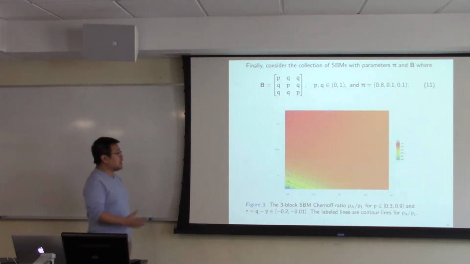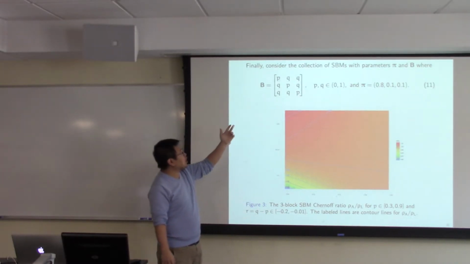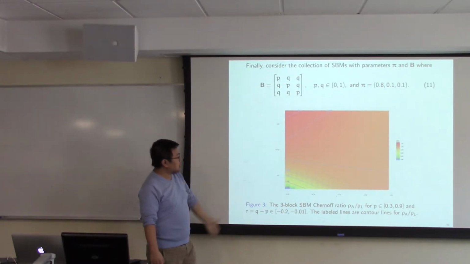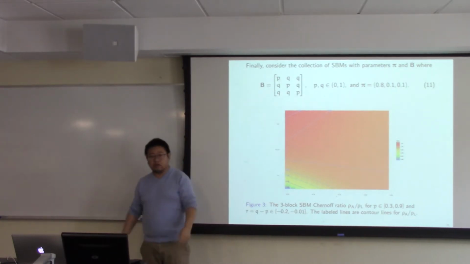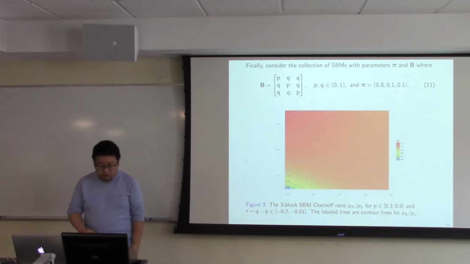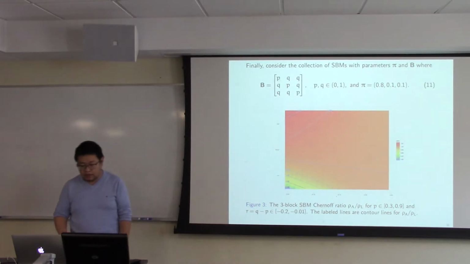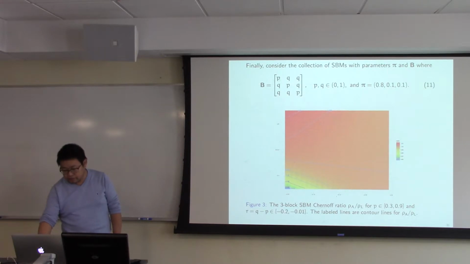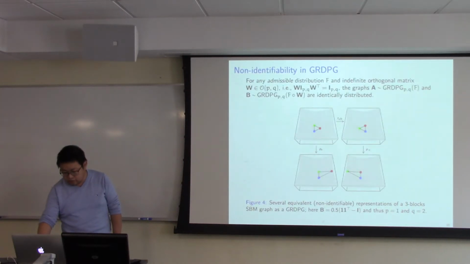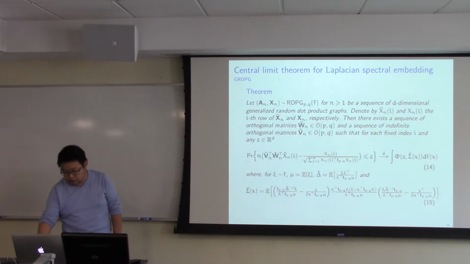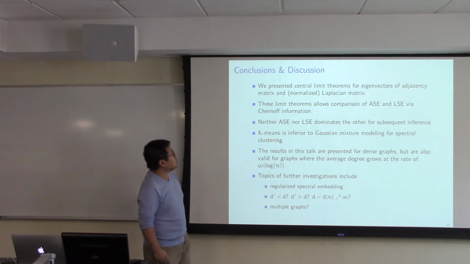And so I can do the same for the 3-block model, but I get the same story. This is a 3-block rank 3 model, and I can evaluate the chain of information. And once again, I see that neither method dominates. So I will skip the GDPG and just mention our discussion here.